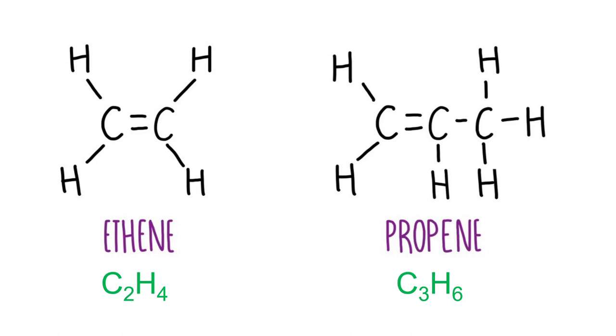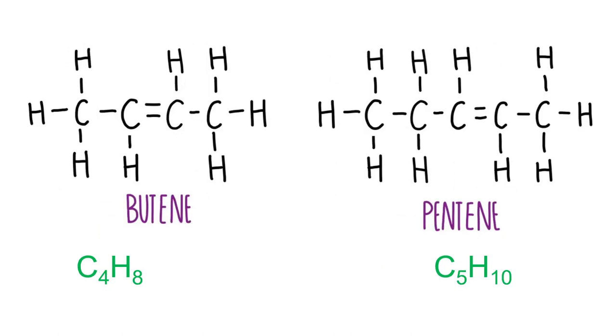So you need to know the first four alkenes. There's ethene, there's propene. The double bond can go anywhere, by the way, but you generally tend to draw it to the left. Here's a butene with it in the middle, and pentene as well. Okay, so you can see these are the structures of the first four alkenes. You need to be able to draw all of them.